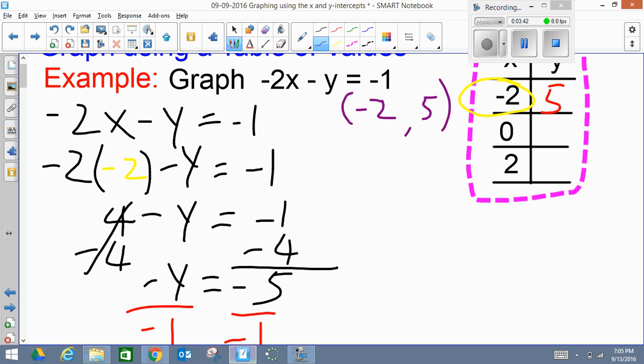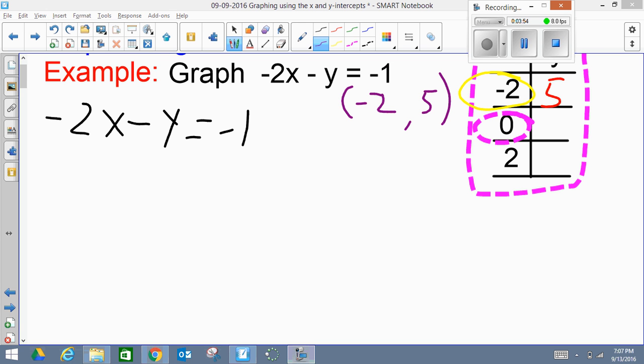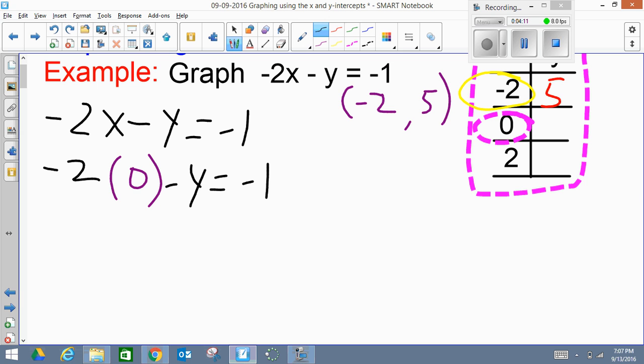Okay, that's my first. Now, next, I'll do the same process, but instead of the negative 2, I'll be using the 0. Okay, that's next. I'm going to erase this, and then we move on. Now, my next value is 0. Okay, so I just rewrote negative 2x minus y equals negative 1. And now, I'm going to write negative 2. Instead of the x, I'm going to bring 0.